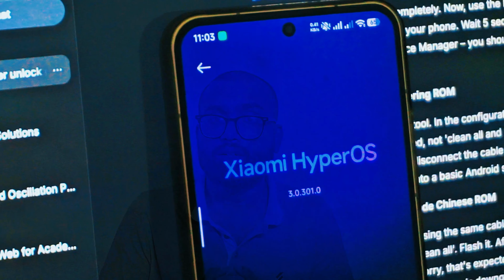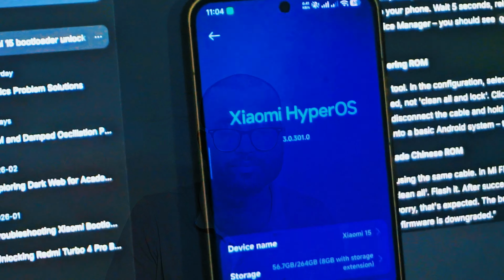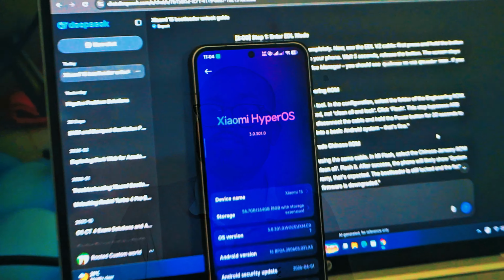But unlocking the bootloader of a Xiaomi Chinese device is quite impossible for any global user. So I'm going to show you the exact process that I have followed to make my Xiaomi 15 Chinese edition a fully unlocked global phone. If you are on the April 2026 security patch based HyperOS 3 Chinese edition ROM, then this video is only for you. First, the critical prerequisite for this total process.